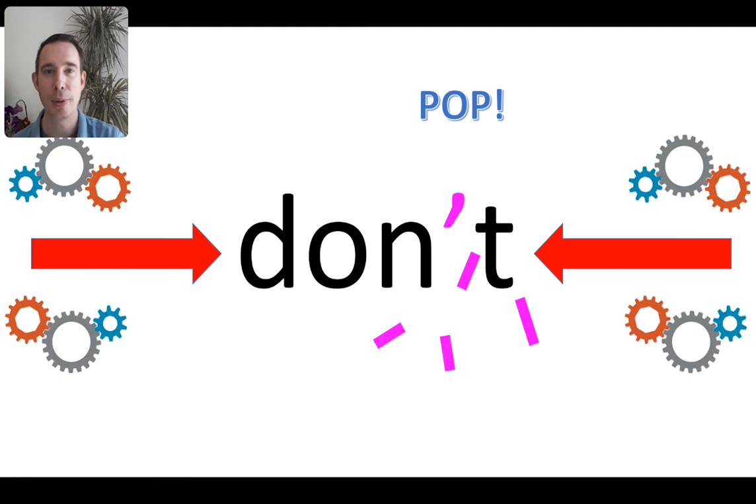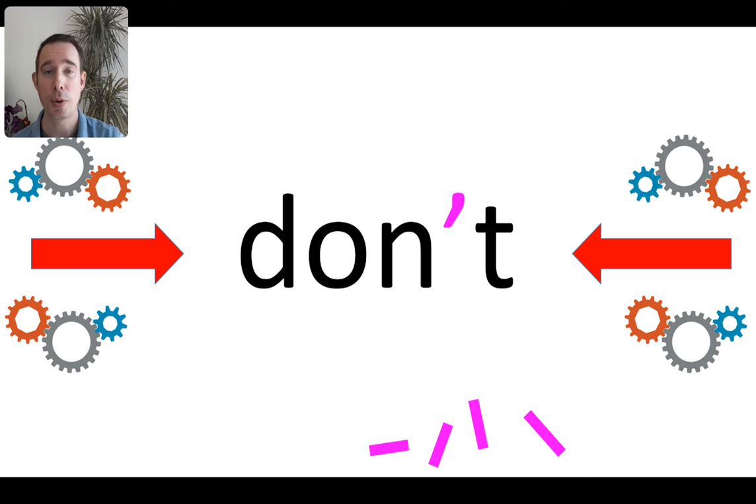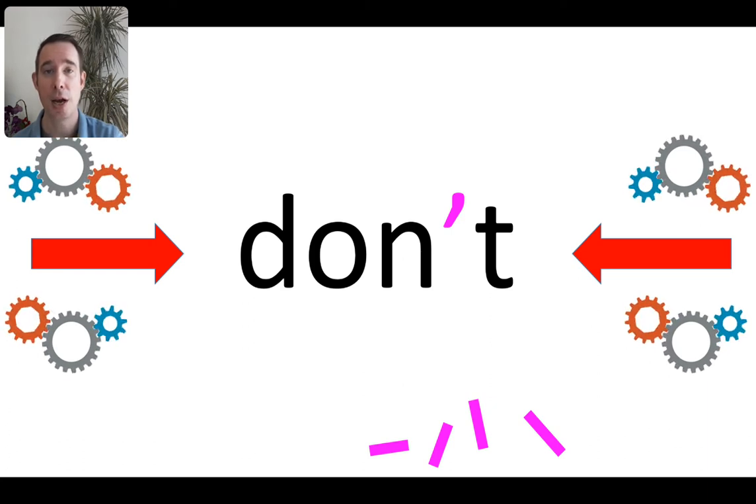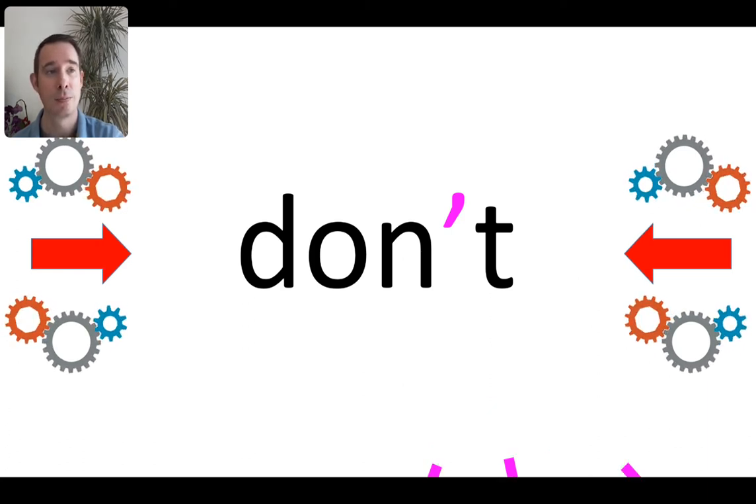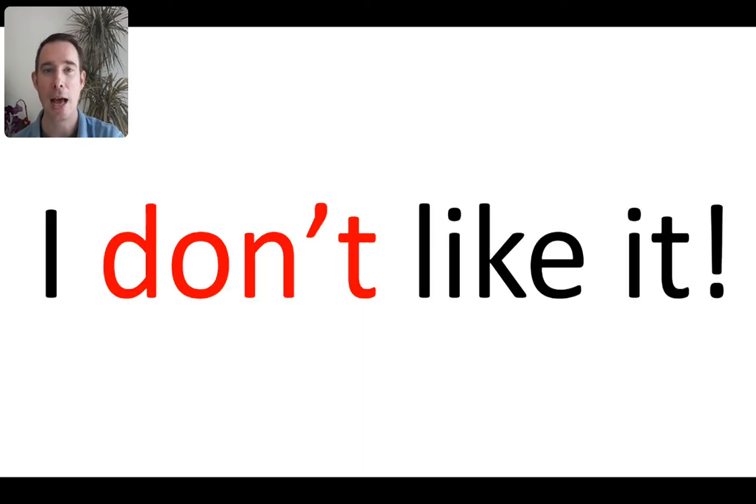All the little pieces, except for one, fall down, and we're left with the contraction don't. Now we have our first contraction, don't. The do and the not were squished and we popped that balloon. Now let's put it back in our original sentence and we can read it the way it sounds: I don't like it. And that's how we do contractions.